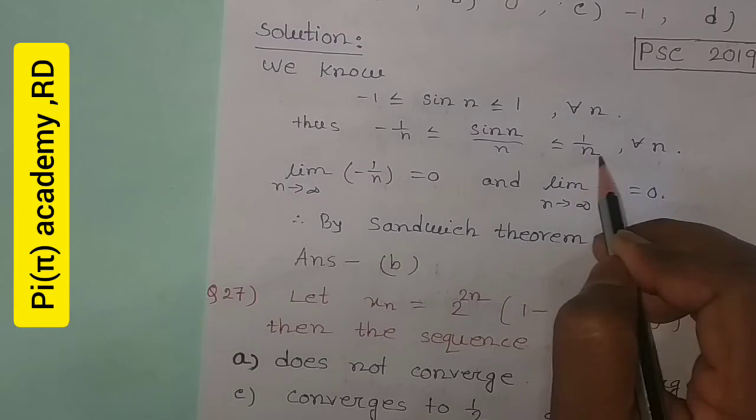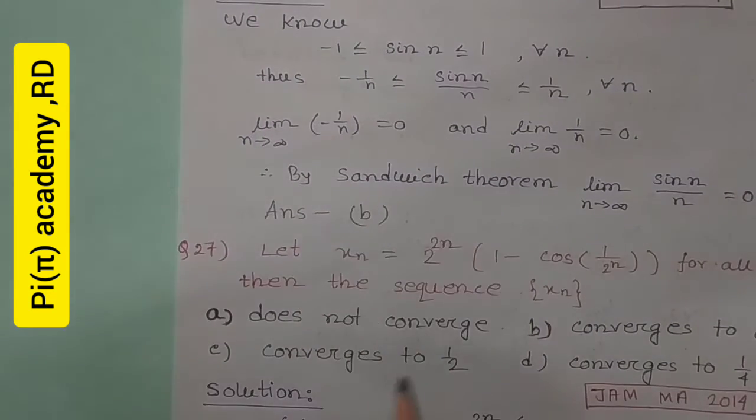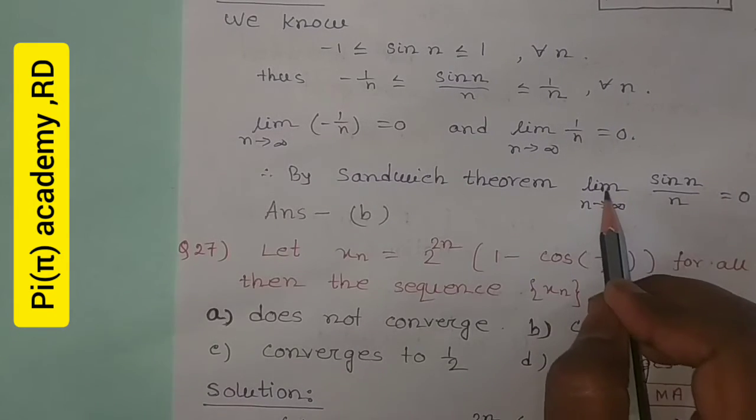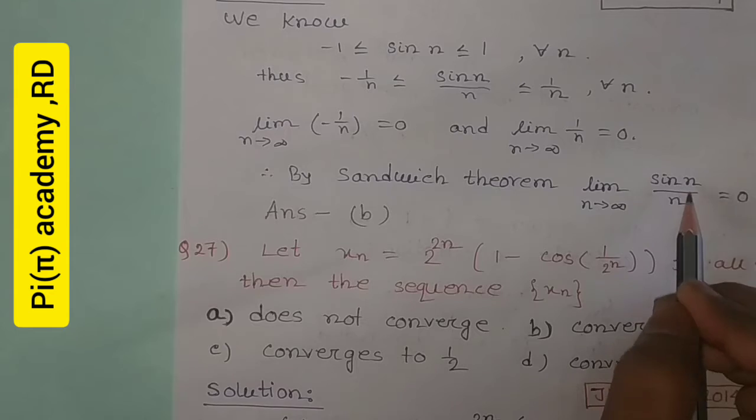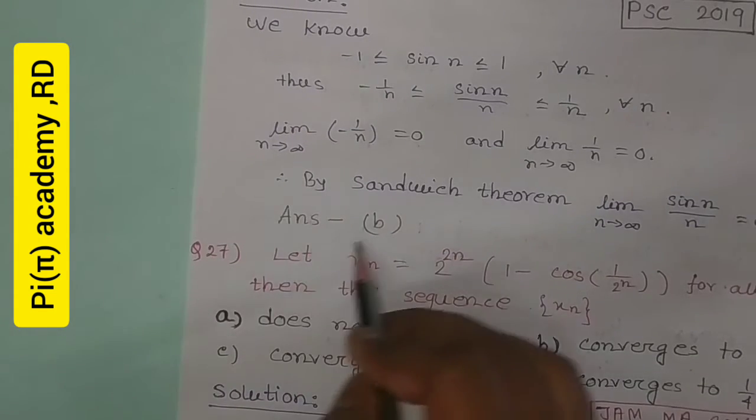Similarly, the limit of 1 by n is also 0. Now by the Sandwich theorem we can say that the limit as n tends to infinity of sin n divided by n is also 0. Therefore our option B is true.